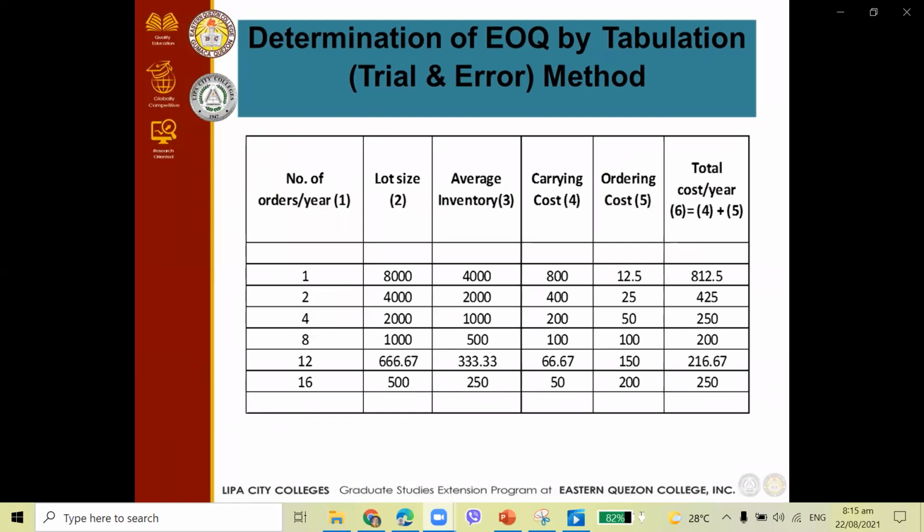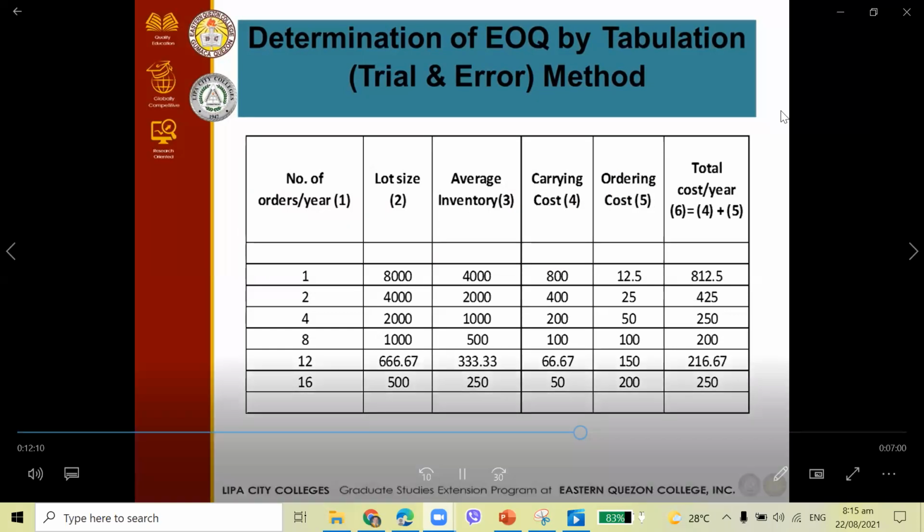In this table, we have 6 options of number of orders per year, and we have also the lot sizes, which is the 8,000 units, which is the maximum. And then para po makuha natin yung ating average inventory, we just divide by half of our lot sizes. And then the carrying cost, given naman po siya, carrying cost is 20% per year of the average inventory. So 4,000 times 20% times $1 per unit cost is 800 for lot size of 8,000.